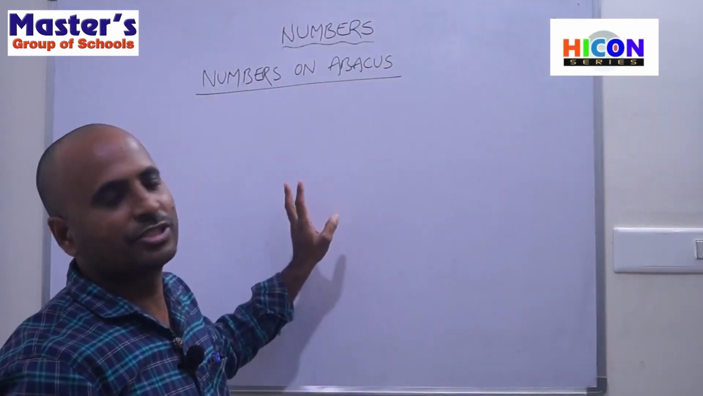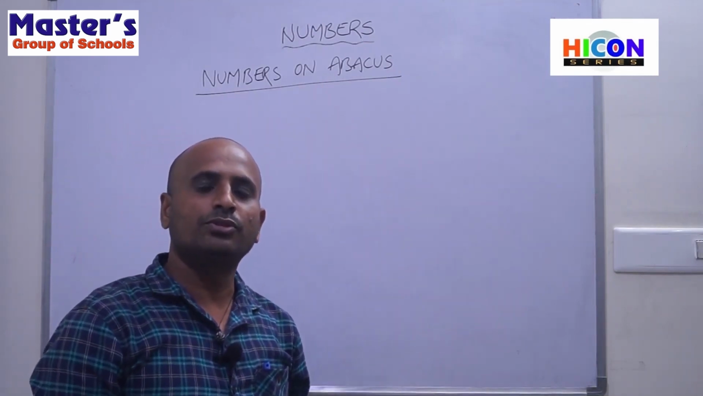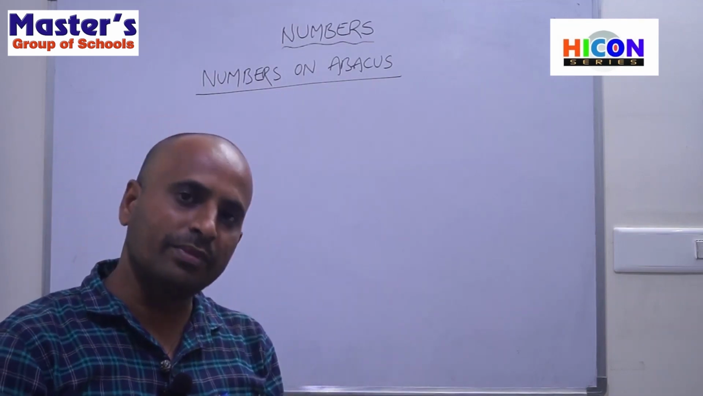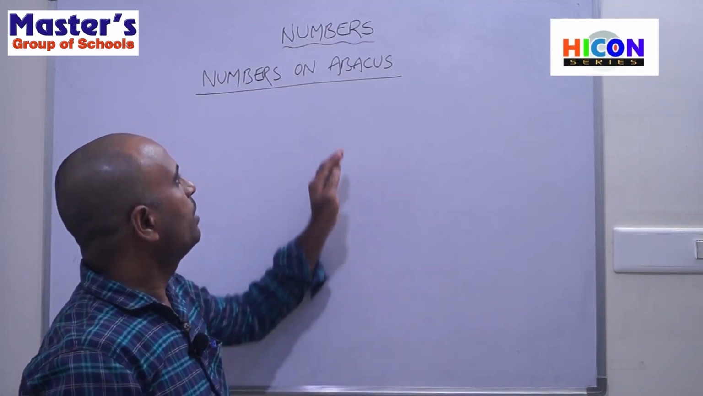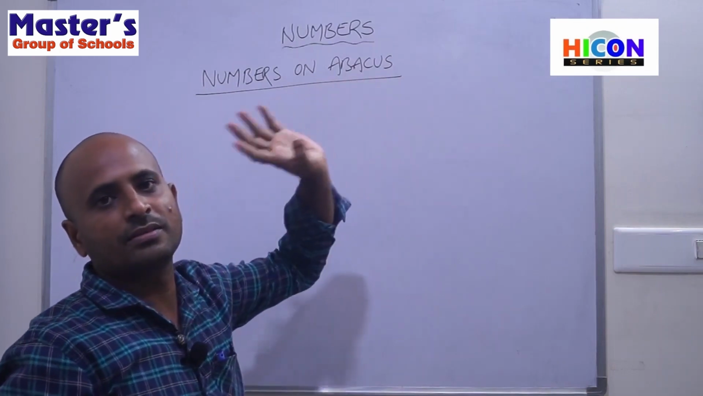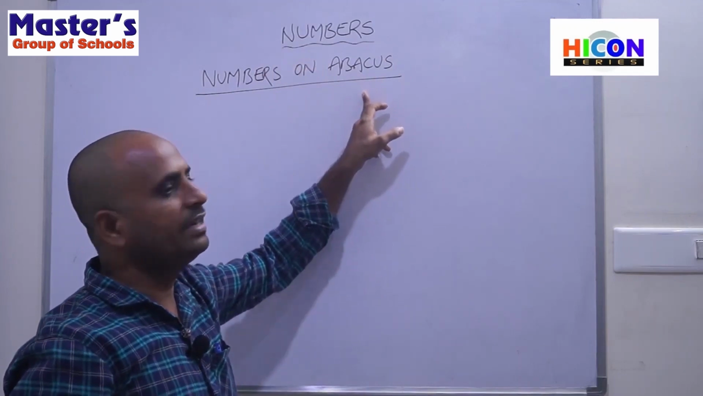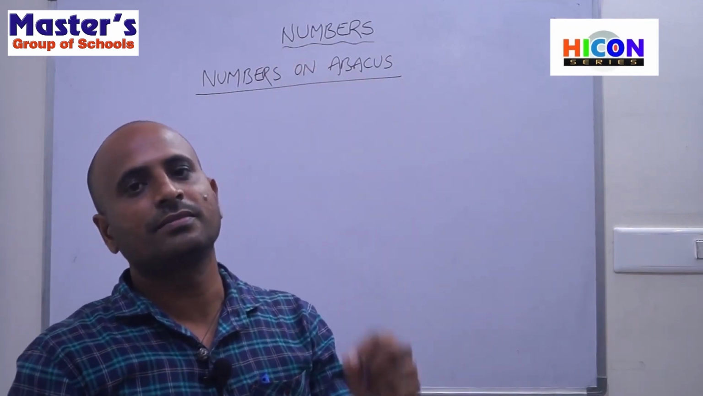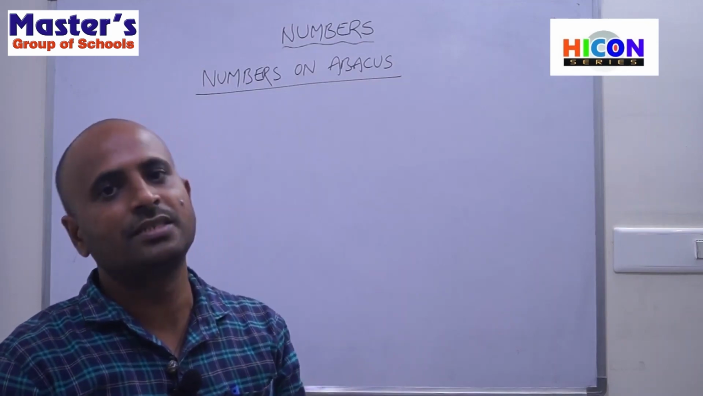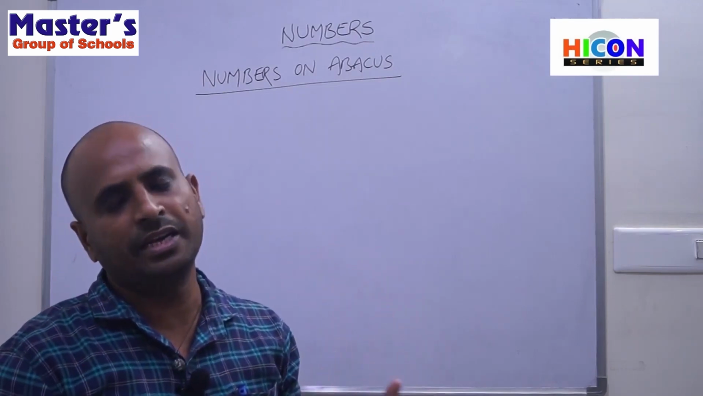The next topic in this chapter is numbers on abacus. That means how to show a number on abacus and how to write a number from the abacus. So abacus is a device on which we can show any number. So we can represent any number by using abacus. That means abacus contains sticks or rods, and we can represent the digit in the number with the help of beads. So by using beads and sticks in the abacus, we can represent any number.